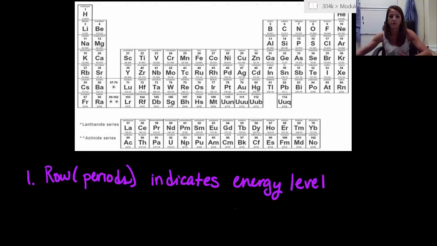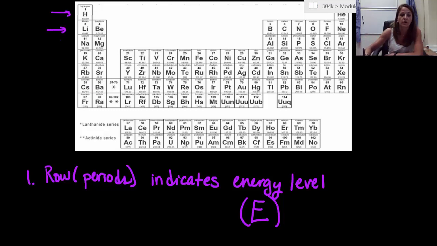If you ever see me write a big E, that is just shorthand notation for energy. So if we write E level, it means energy level. What that means is we can look at a row, the ones that go across like this, or the periods, and we can indicate an energy level for that specific atom. If you have something right up here in row 1, you can envision that it has one shell around the nucleus. So hydrogen and helium just have one piece that goes around the nucleus, one energy level.